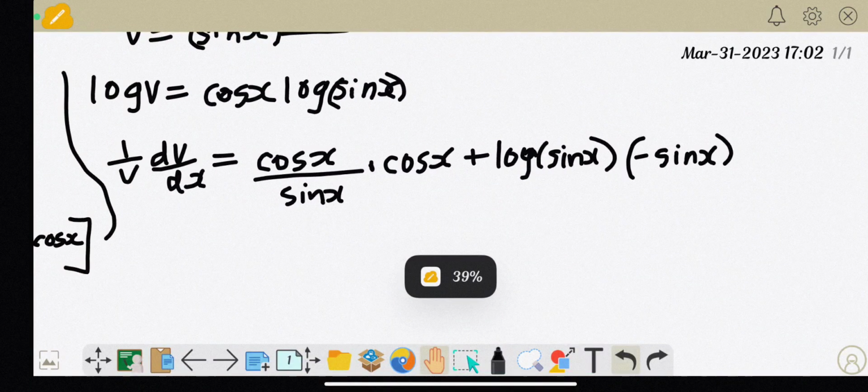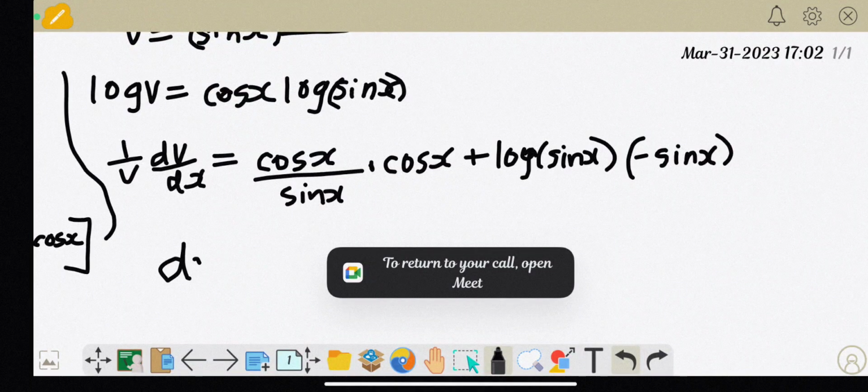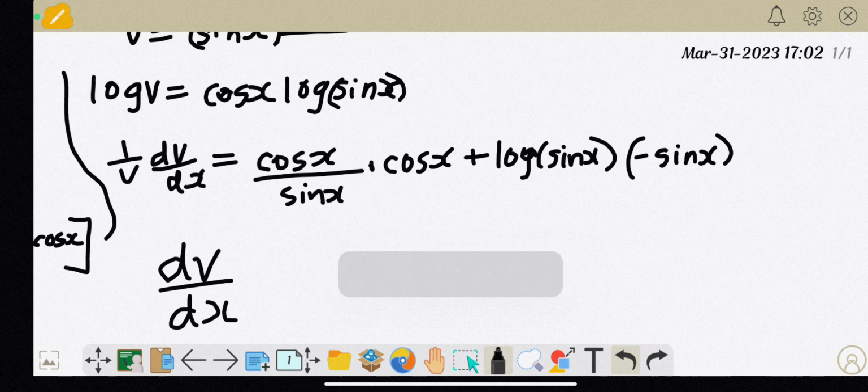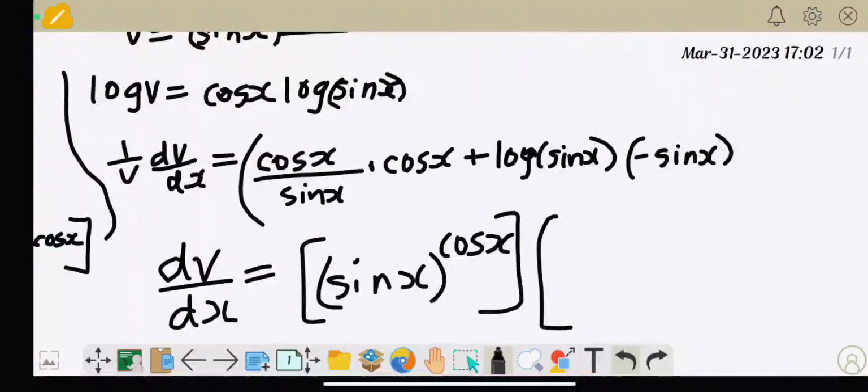So this can be written as cot x. See, this can be written as cot x, correct? And yeah. So dv by dx, so what is v? I'll send it to that side. So v is sin x to the power cos x, right? Into this term. So here, this I will write it as cot x.